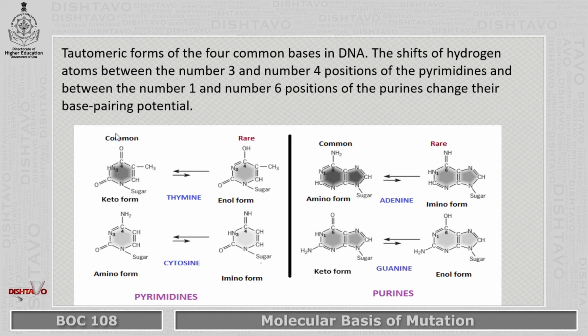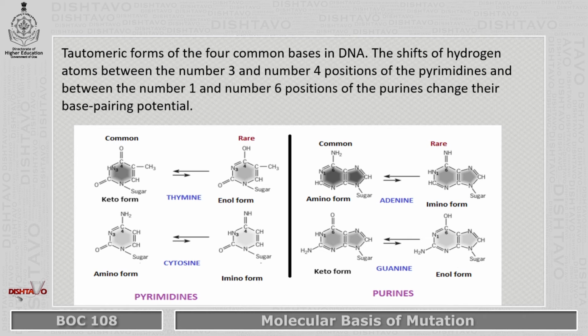So, the keto form of thymine, amino form of cytosine, amino form of adenine, keto form of guanine, these are all common forms and they are more stable as compared to their tautomers, that is the enol forms and the imino forms. So the more stable keto forms of thymine and guanine may infrequently undergo tautomeric shifts to less stable enol forms, and more stable amino forms of adenine and cytosine may undergo tautomeric shifts to less stable imino forms.